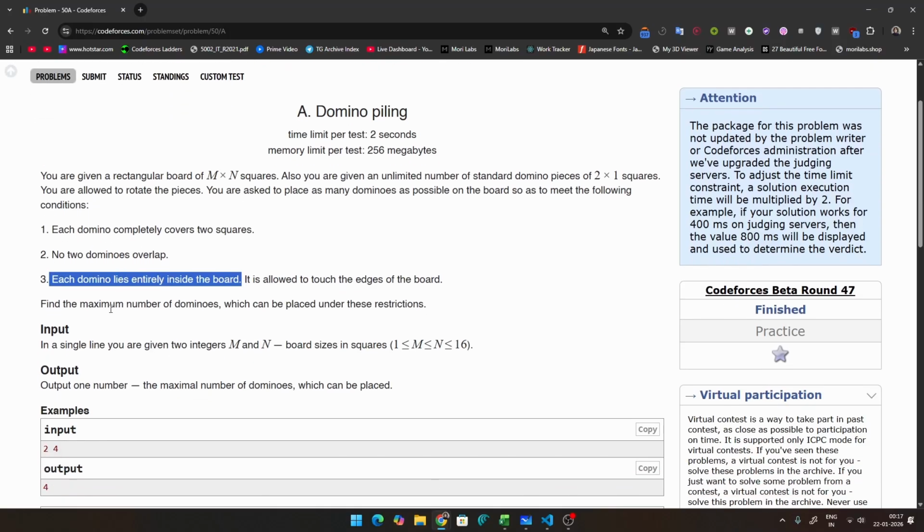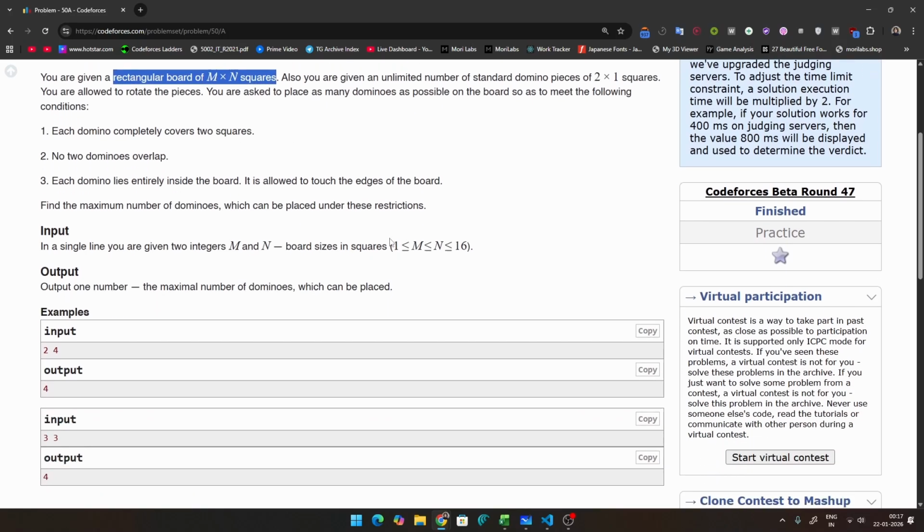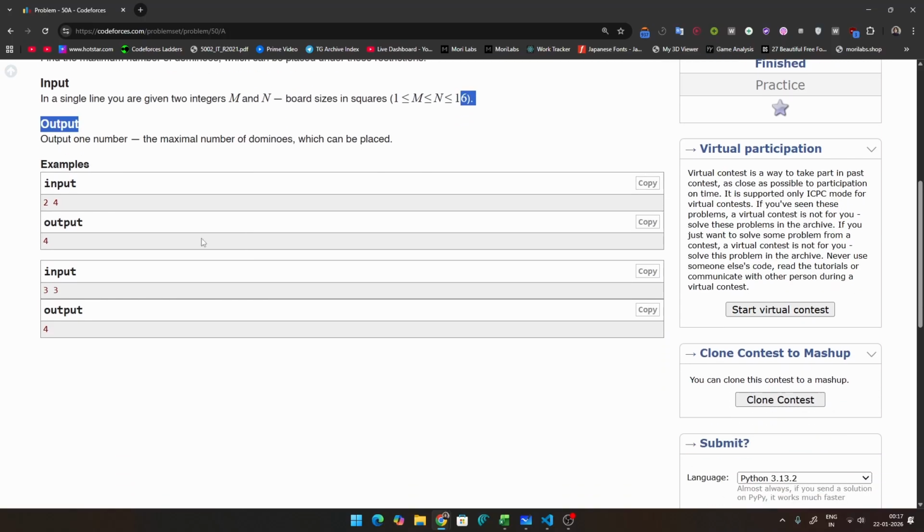We need to find the maximum number of dominoes that can be placed in this rectangular board of m cross n. Now, given the values m and n can be 1 to 16, I don't really think that matters in this case, but the output required is one number, which is the maximum number of dominoes which can be placed. Now, let's go ahead and try to break this problem down.